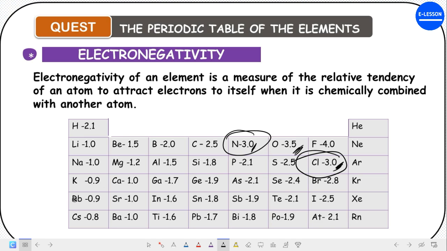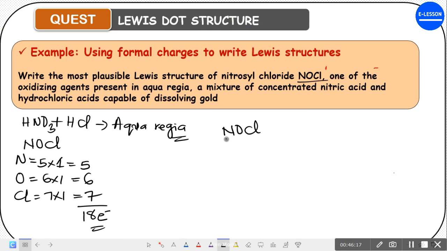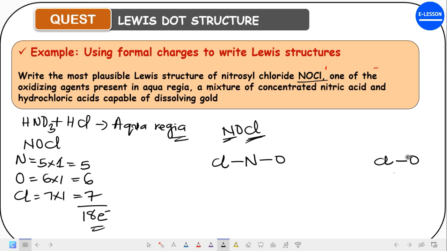Now, what we are going to do is write it. It means that nitrogen can be the central atom and chlorine can also be the central atom. So the structure can be in this form: nitrogen bonded to oxygen and to chlorine, or you can have chlorine in the middle, bonded to oxygen and nitrogen. Any of these skeletal structures is correct.